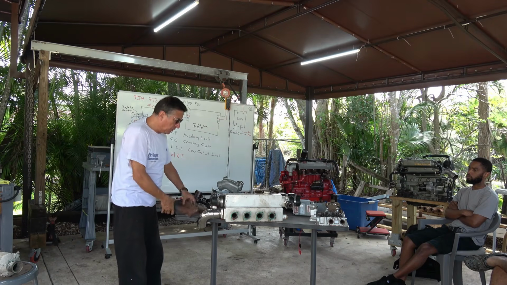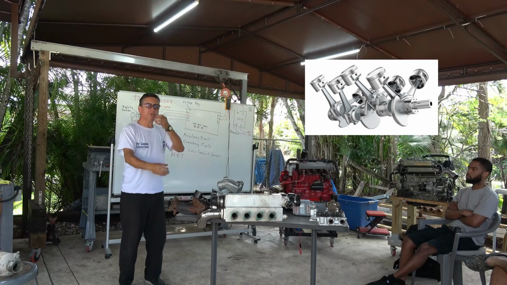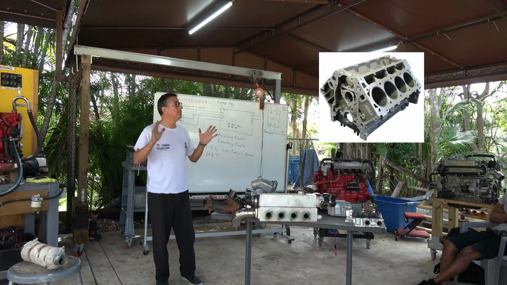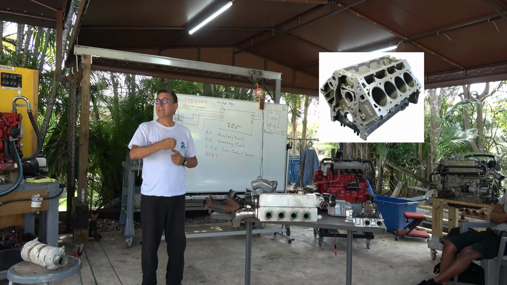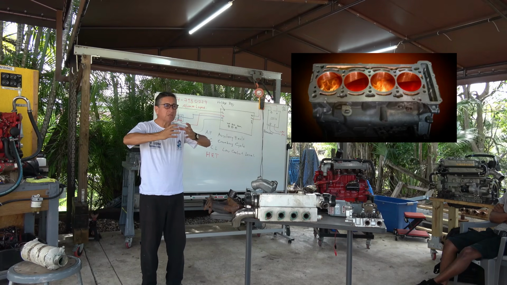The engine is composed of the block, and the block has the pistons, and the pistons are moving up and down because the crankshaft is rotating. That's clear. That's the block. And the block is heavy because the block supports the explosion. In the moment of the explosion, the block contains the explosion inside of that area.